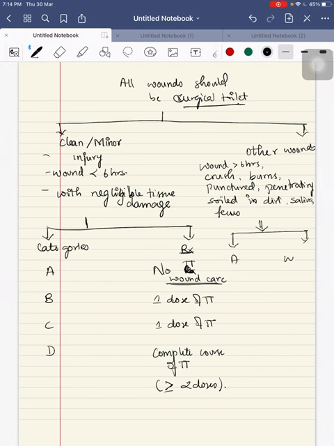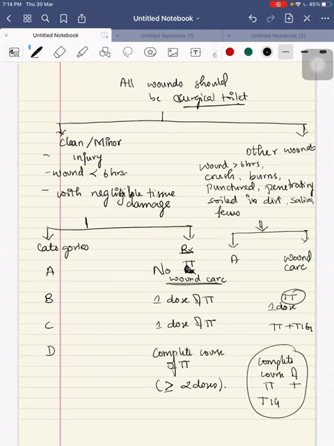Okay, here also we have the immune categories like A, B, C. For category A, only wound care is required. For category B, give tetanus toxoid 1 dose. For category C, you give tetanus toxoid plus tetanus immunoglobulin. For category D, you give complete course of tetanus toxoid with tetanus immunoglobulin.